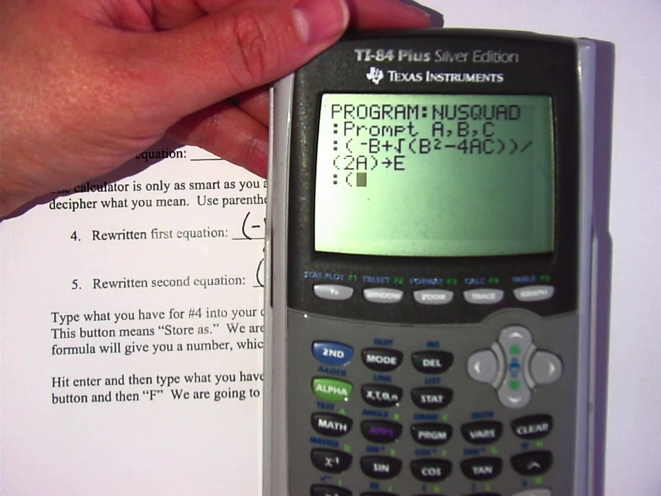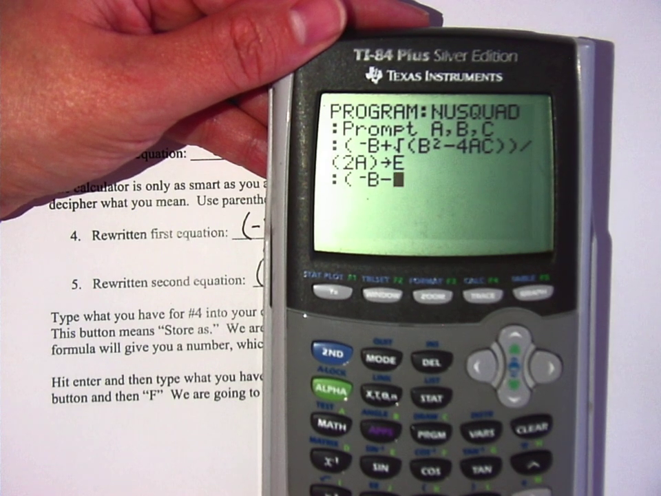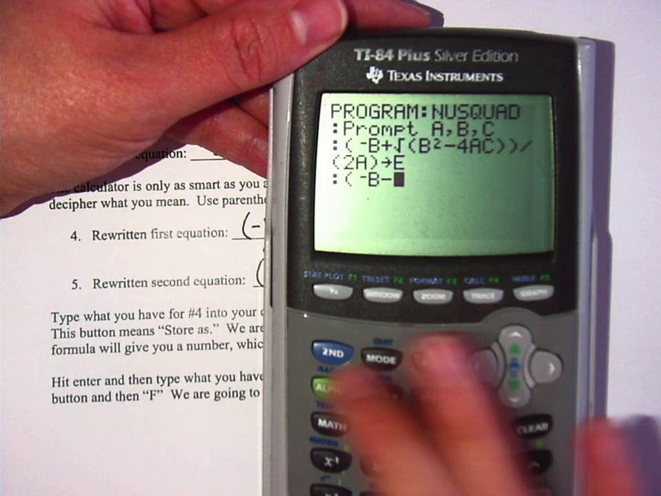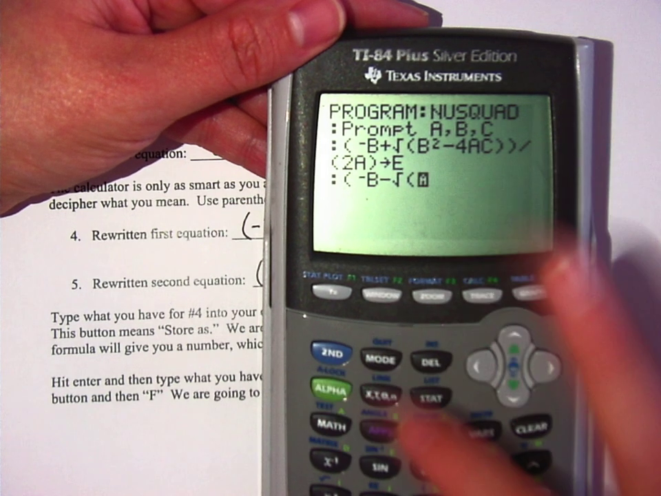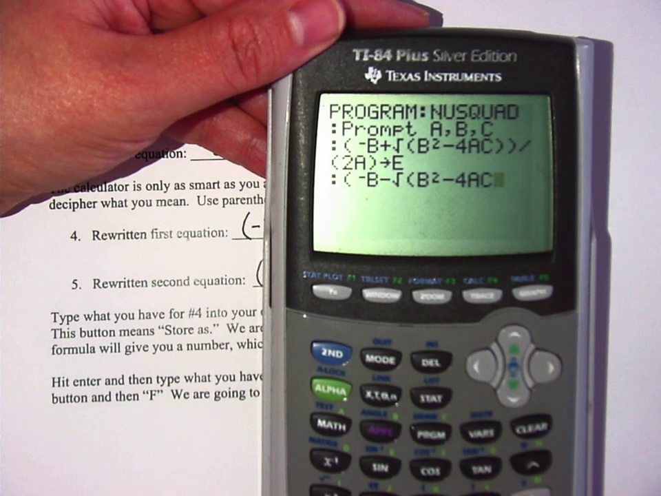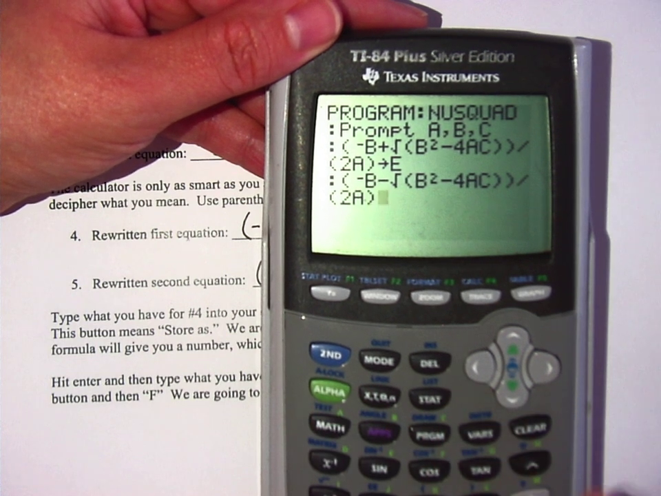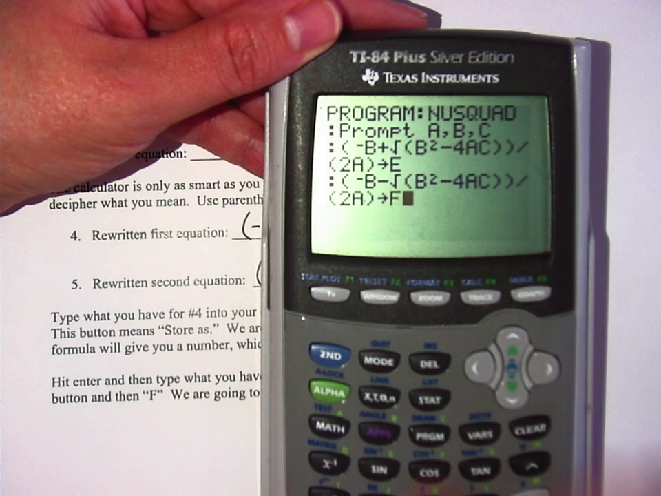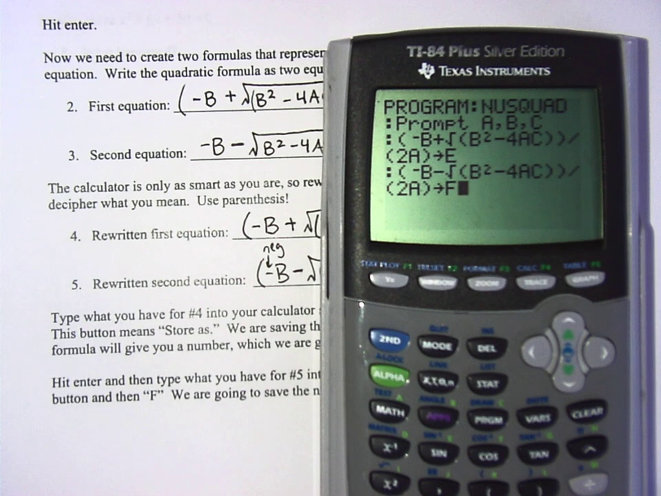And I'm going to make the exact same equation again, but what's different this time? A minus instead of a positive. So a minus instead of a plus, and make sure it's a minus, not a negative. And this time we're going to store it as F. Your calculator should look exactly the same the first and the second time, except this is a plus, that's a minus, this is an E, that's an F.